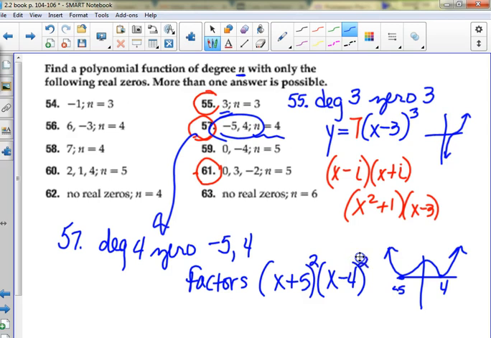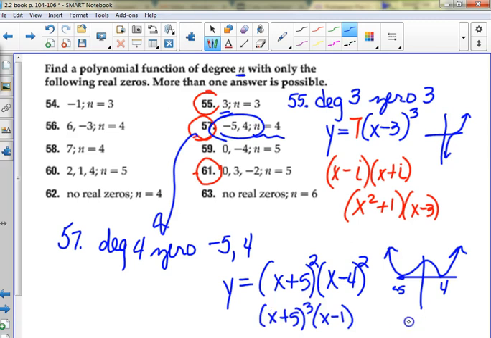What else could we do? Do we have to square both of them? Could we put a 4 on one of them only? Why not? Yeah, if we put a 4 on one, it would be degree 5. But we could do an (x plus 5) cubed and an (x minus 1). That graph would be coming down through here and doing a little squiggly loop-de-loop and then going back up through here. Okay. That's supposed to be a 4, not a 1. I don't know how that became a 1. Just kidding.